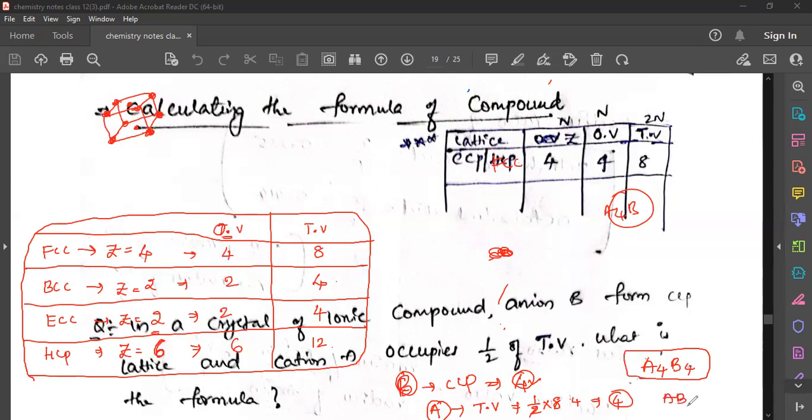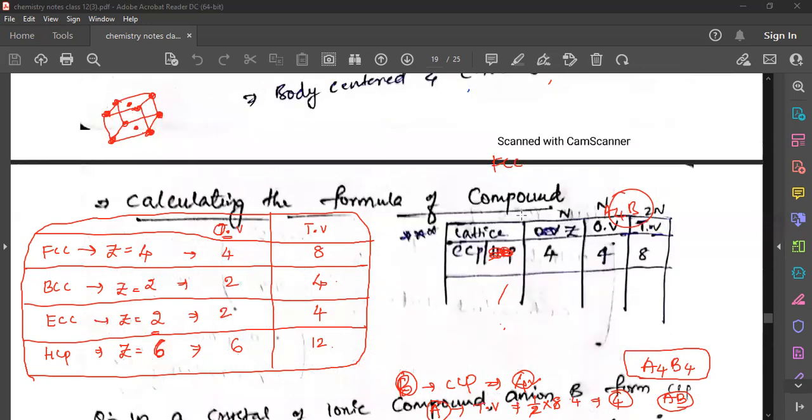Or can you write AB? Yes, sir, AB. Is it clear how to find? Yes, sir. I have taken the screenshot for this. FCC is equal to 4, BCC is equal to 2, end centered is equal to 2, HCP is equal to 6. Yes, sir.